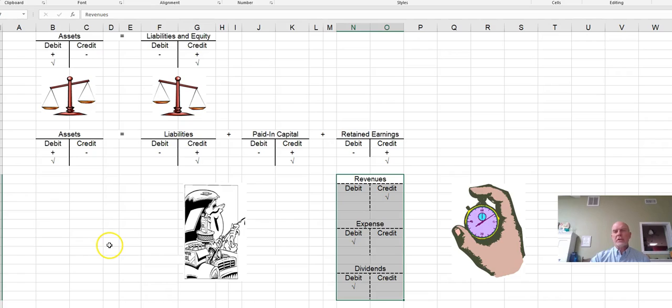Okay, so that's closing entries, and work with that, do some homework. Extremely important to understand how that works.